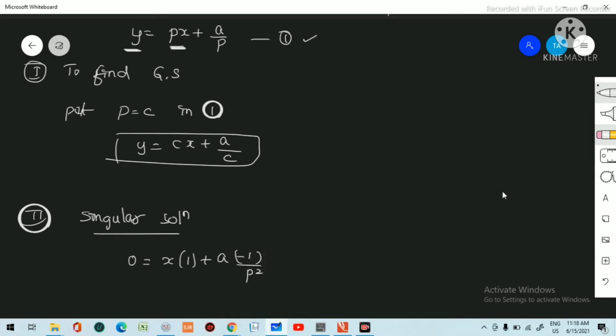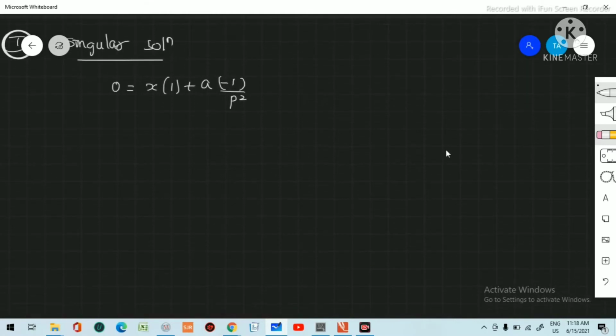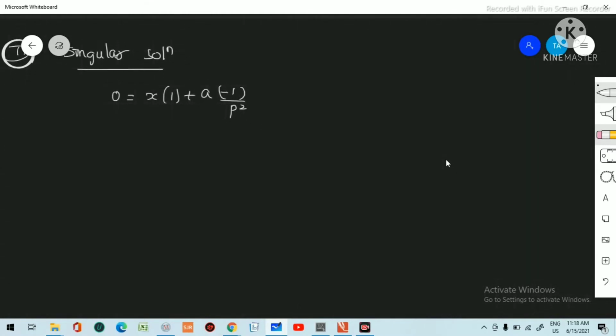So what I said: differentiate partially with respect to p and get the value of p. So I have to get the value of p now. So I am writing like this. Is it fine? On the right hand side you have minus a by p square. If you take it to the left hand side, it will be plus a by p square, that is equal to x. Correct? Yes, sir. Can I write like this?